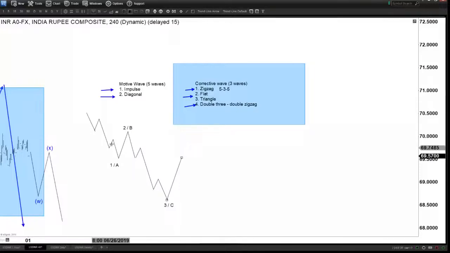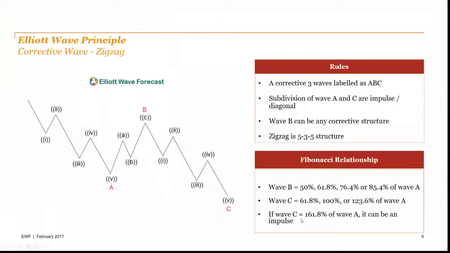Because if it's an ABC zigzag, the C needs to be what? Between 100% to 123.6% most of the time. Even at 161.8%, I will be careful. If it reaches 1.618, then you've got a case in which you have 3 swings, and you have a 5 wave subdivision here, 5 wave subdivision there, and then the third swing is too strong, too long compared to the first swing.